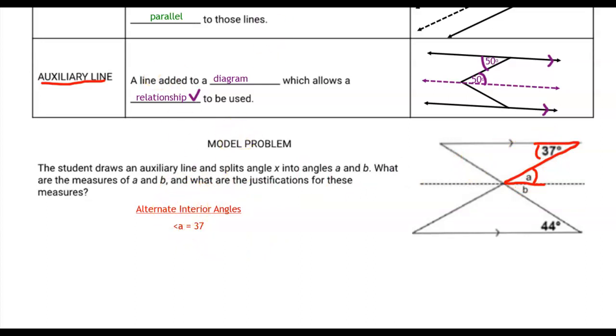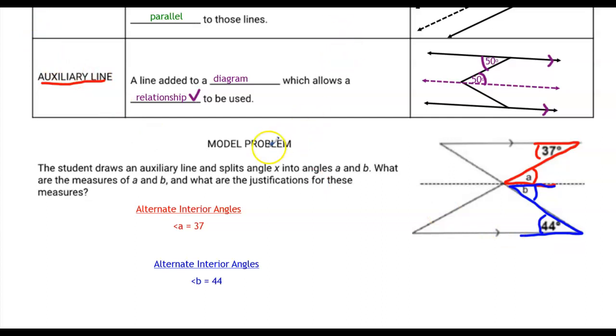I can use a very similar procedure to try to find the measure of angle B. Keep in mind, angle B is going to be in an alternate interior relationship with 44 degrees. And we're only able to use these alternate interior relationships because we know two things. Thing number one, this line here is a transversal. It intersects two parallel lines. Thing number two, this line, the auxiliary line, is parallel to this line, the pre-existing parallel line. So now I know that angle B is equal to 44 degrees.